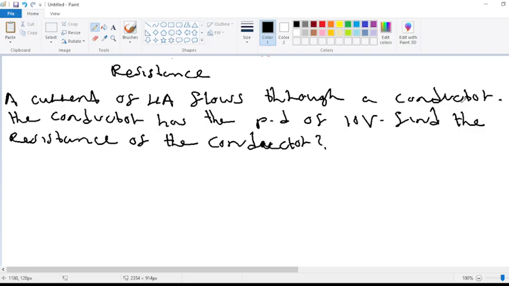Okay, so we go to our usual thing with data first here. What have we been given in the question? A current of 4 amps flows through a conductor. The conductor has the PD, the potential difference, of 10 volts. Find the resistance. We don't know. So, the solution here.